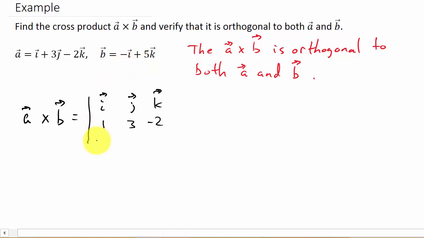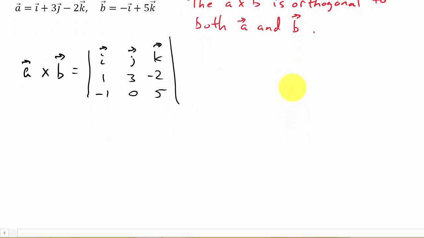So I, that's negative 1. The number in front of vector K is 5. Now notice there's no vector J there, so that would be 0. Okay, all right, so let's calculate this determinant here. So first, we're going to cross out the first row, and we'll also cross out the first column. So that's going to be the determinant of this 2 by 2.